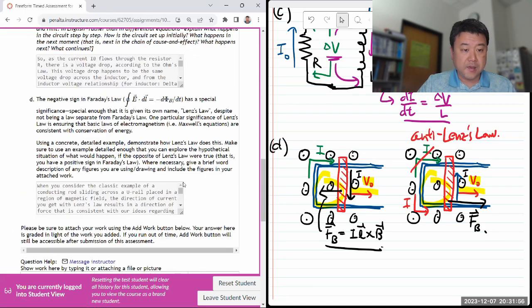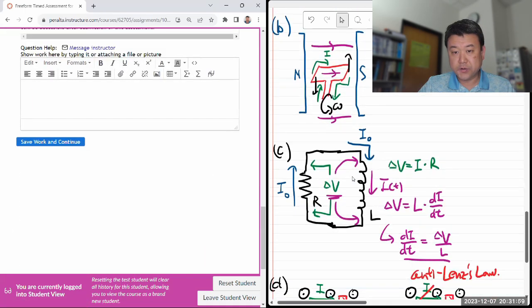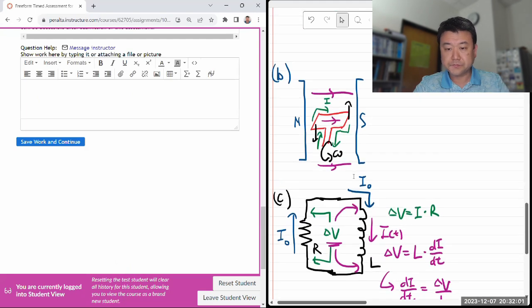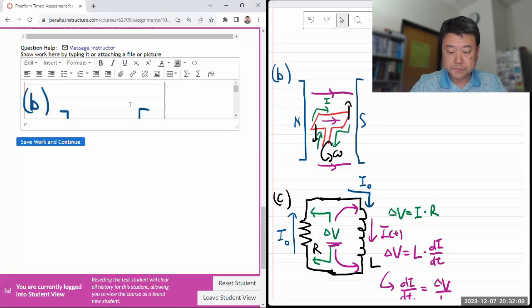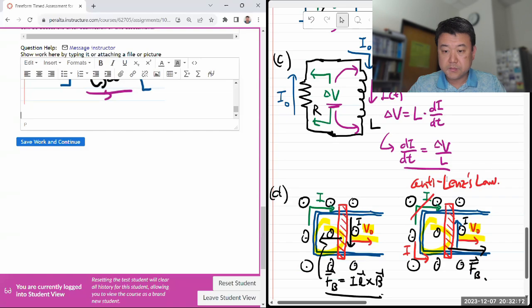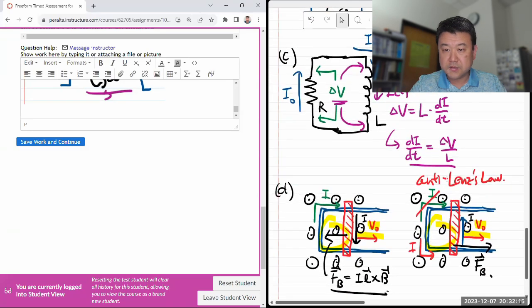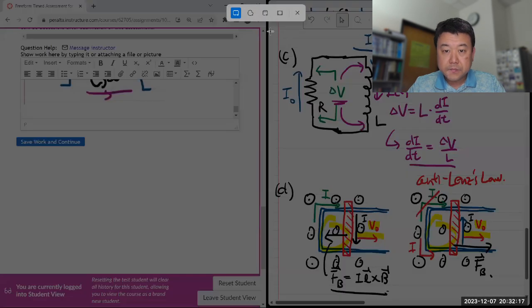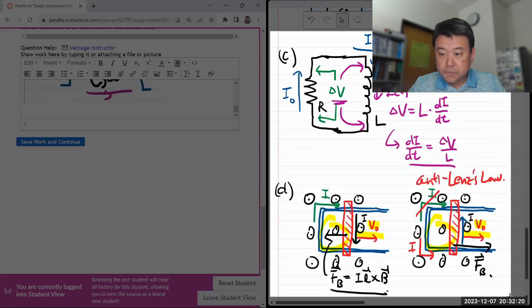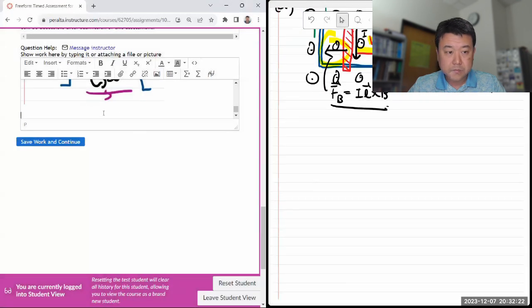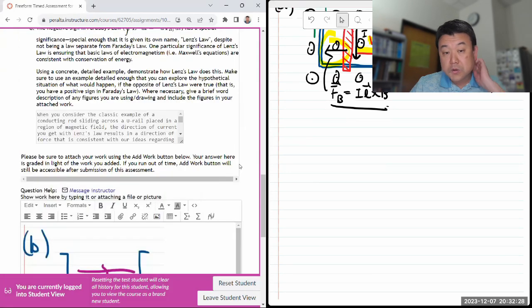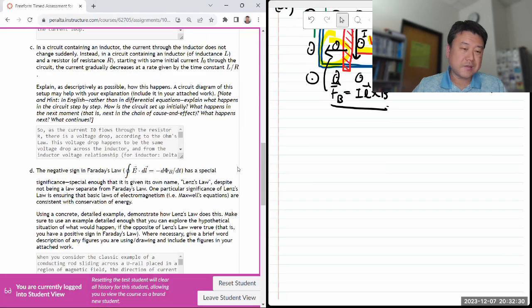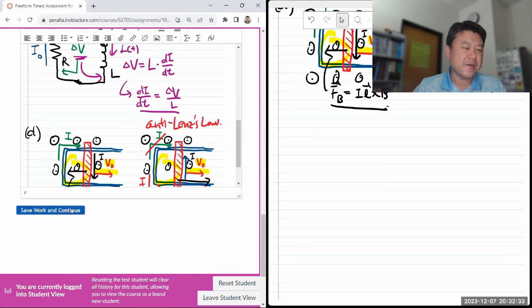Submit, and I can copy and paste these figures, starting with the B. I had the B, so B. And then, okay, I think I can get C and D together. C and D.